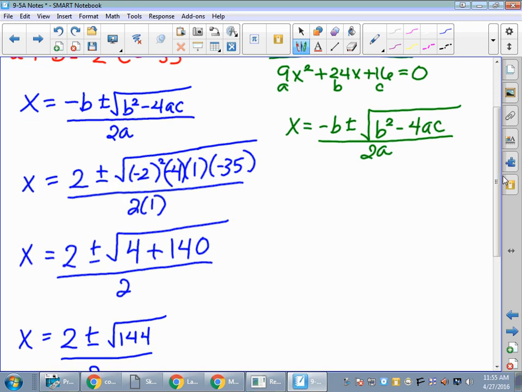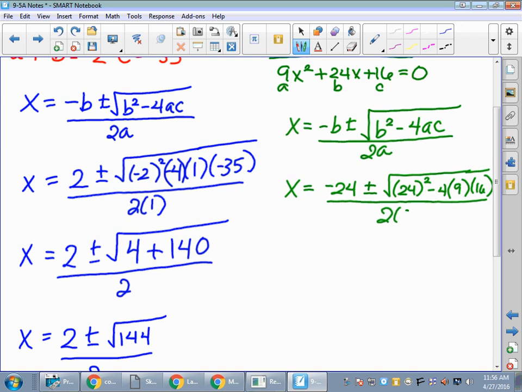All right, so that was my formula. Now we're going to plug in the values. A negative B value, B is positive 24, so the opposite would be negative 24, plus or minus the square root of 24 squared minus 4 times 9 times 16. Big numbers there. All over 2 times 9. Didn't do any multiplications, just simply replaced values. X equals negative 24 plus or minus.